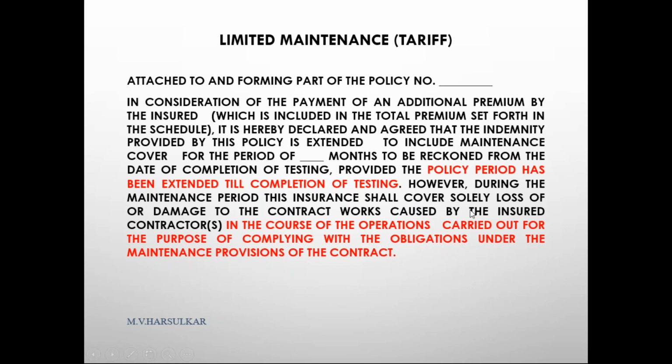So what is it covering? Solely loss or damage to the contract work, the insured property, caused by the insured contractors. Another important point is the insured contractors. The insured contractor is the one whose name is in the policy. That is the most important thing. It covers operations carried out for the purpose of complying with the obligations under the maintenance provisions of the contract. Certain issues mentioned in the contract, for those he has to come and rectify. So this is the limited maintenance cover.